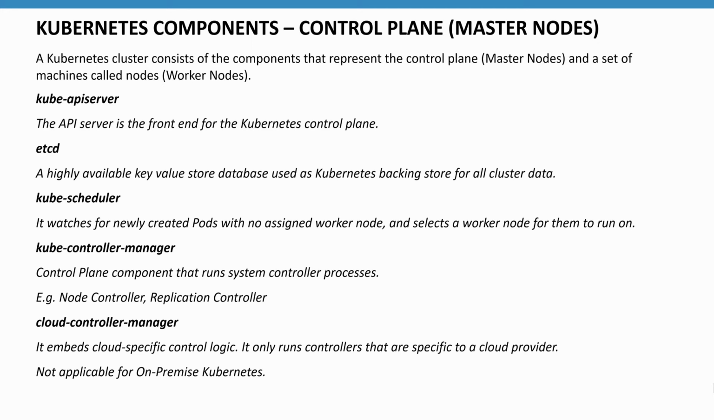Kube scheduler watches newly created pods. If there is no assigned worker node, it assigns the pod, that is the container, to the selected worker node for them to run. Kube controller manager is a component that runs system controller processes, for example, node controller and replication controller. It controls those components with its own mechanism.